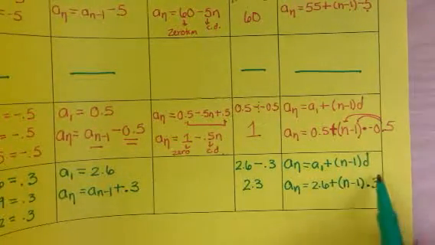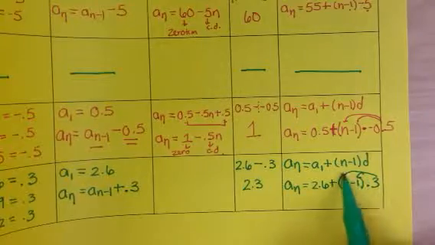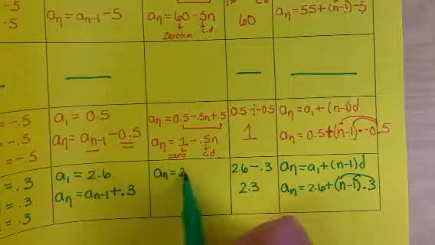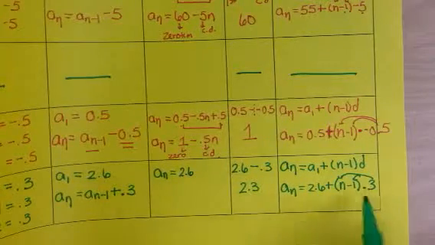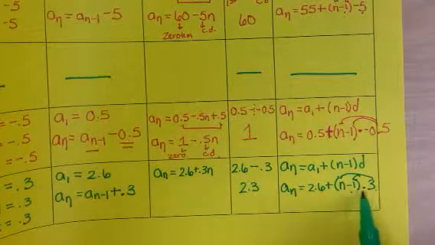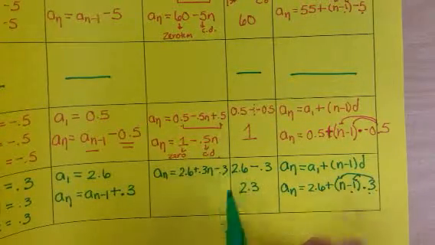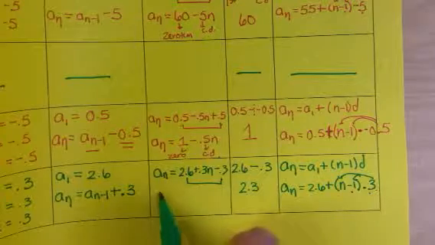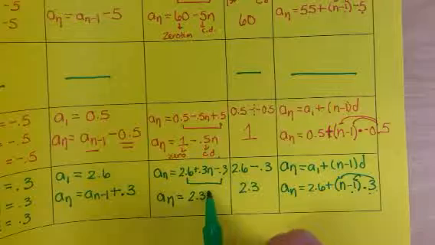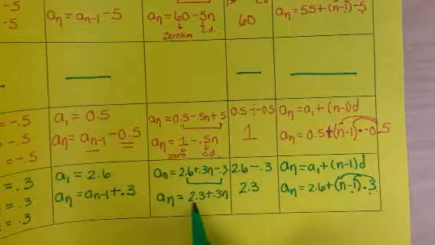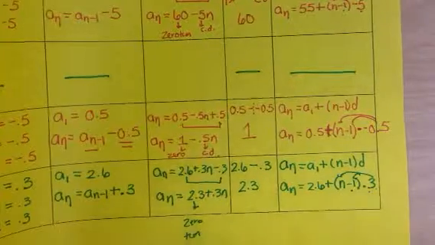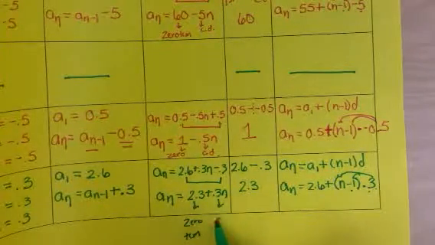To find the simplified version, you're going to distribute your 0.3. So a sub n would equal your first term, which is 2.6. 0.3 times n would be plus 0.3n, and negative 1 times 0.3 would be negative 0.3. Combine your like terms, a sub n would equal 2.3 plus 0.3n. Again, this is your zero term, so that's when n is equal to 0, and this is your common difference.